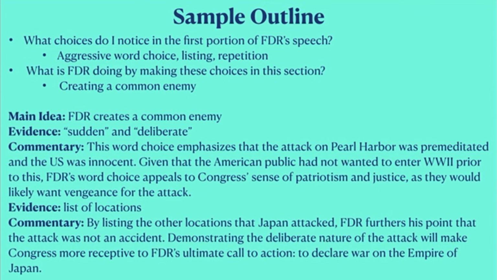Then my second layer of evidence is that he lists different locations in order to prove that Japan was guilty, that it was premeditated. So that's another choice he makes in order to create a common enemy. And I have my commentary for that too. You're welcome to pause the video if you want to read this a little bit more carefully.